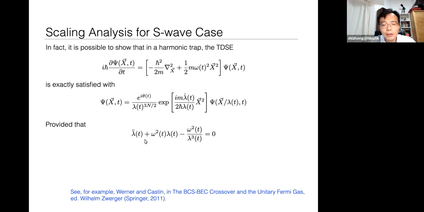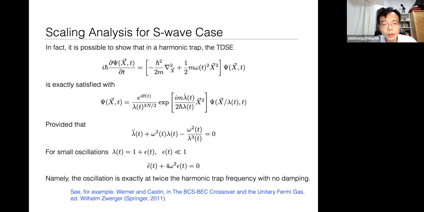So this expression gives you the time dependence you would like to have for lambda of t. If you do a small expansion of lambda t around 1 plus epsilon t and put it back in here, you will see that the time dependence of the small oscillation part is exactly at 2 omega. Here I have omega depending on time, but when I'm doing this, omega is set to be a constant, the trapping frequency. So you can solve for it, and that gives you the frequency of the small oscillation to be exactly twice the trapping frequency, as you know.